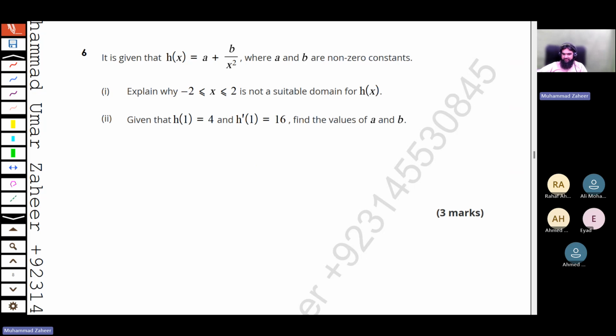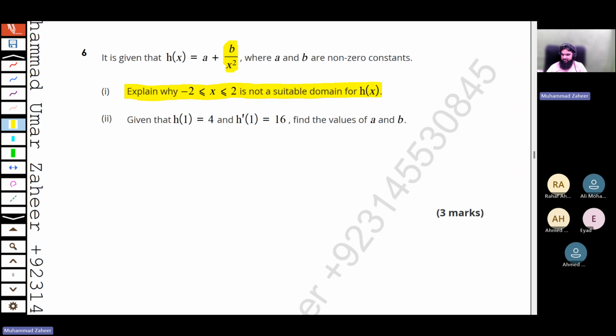All right. Question number 6. It is given that h of x is equal to a plus b divided by x square. Look here, this is the reciprocal graph, plus a. Plus a means the graph is moving. Where a and b are non-zero constants, explain why minus 2 less than x less than 2 is not a suitable domain.